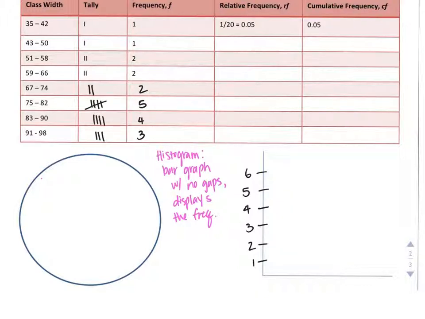And then on the bottom portion here, the x-axis, you're going to label your class width. If you looked here and remember from the beginning, there were 8 classes or 8 intervals.